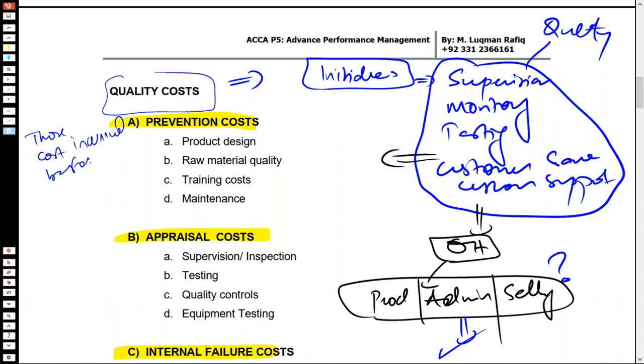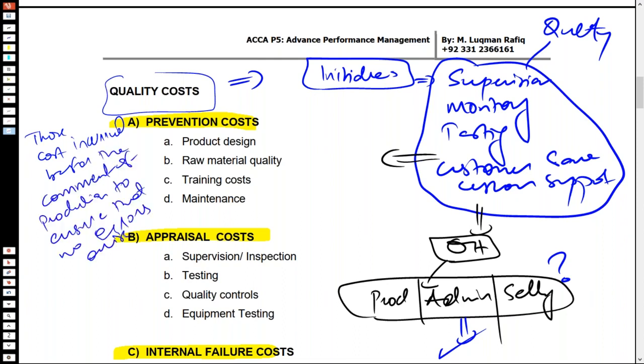I repeat, all those costs which are actually incurred in order to make sure that quality related issues do not arise, that is going to be considered as what? That is going to be considered as prevention costs. What are the examples of those quality prevention costs? Let's try to understand them.